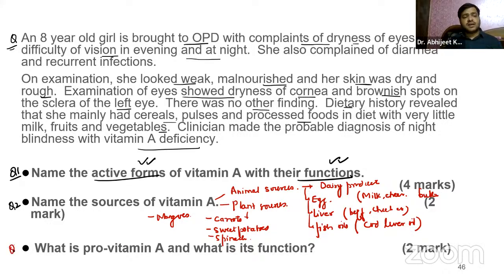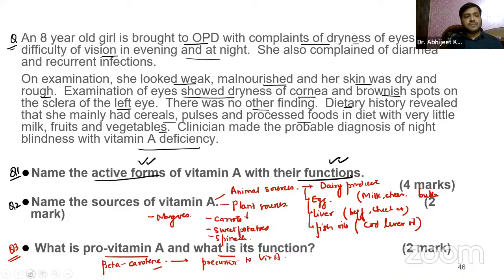Now, the third question that they're asking, what is provitamin A and what is its function? Now, guys, remember provitamin A is also referred to as beta carotene, which is a carotenoid found in plant-based foods, right? Now, what is the function of this? This beta carotene basically acts as a precursor to vitamin A. It is converted into retinol, that is the active form of vitamin A in the body.